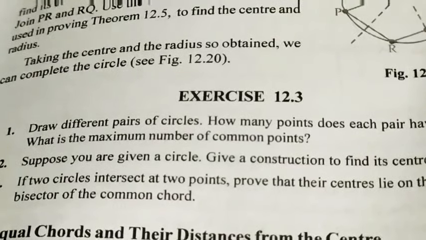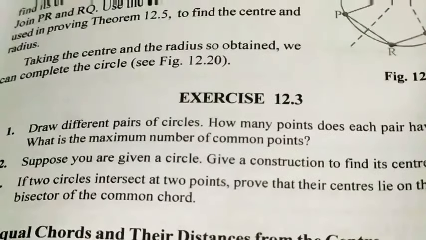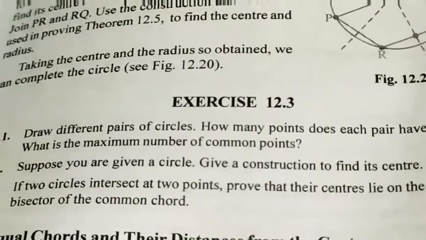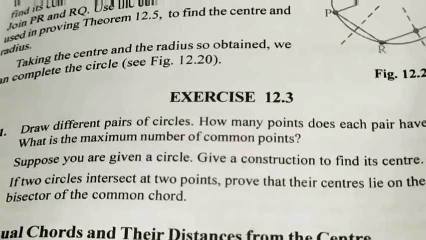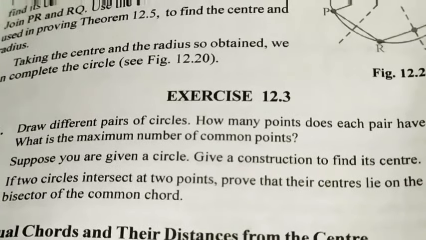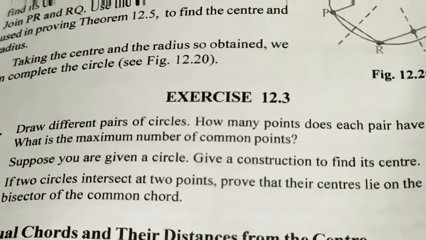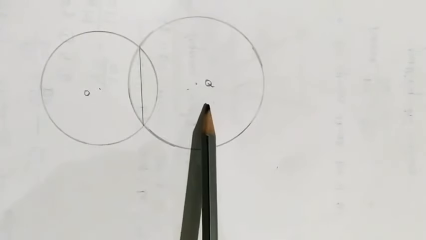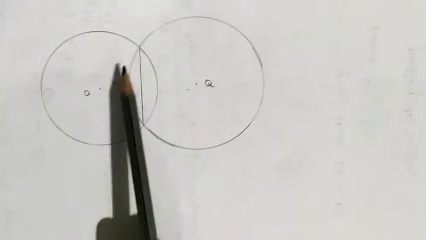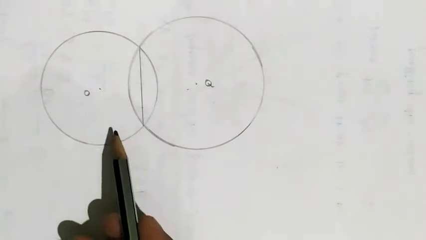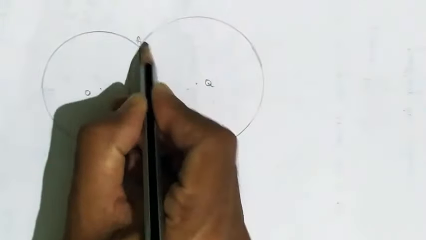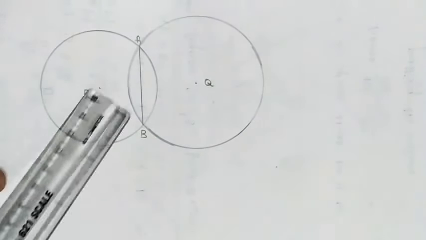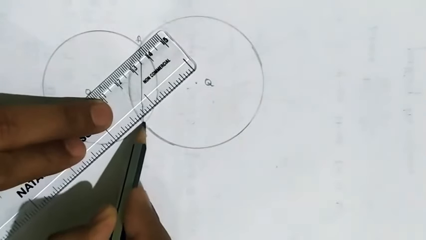Now, third question: if two circles intersect at 2 points, prove that their centers lie on the perpendicular bisector of the common chord. So let's take two circles intersecting at 2 points. Here circle with center O and circle with center Q both are intersecting at 2 points. Let's name them A and B.